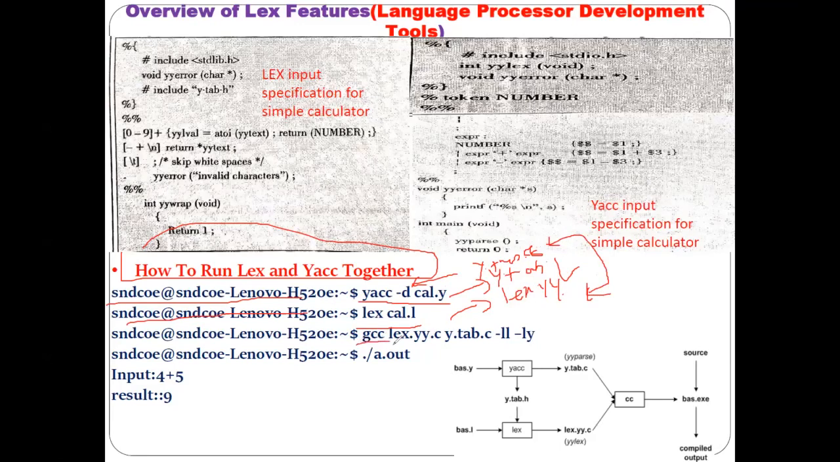So GCC lex.yy.c, y.tab.c, lex libraries, and Yacc library. And then when you compile these, you will generate one executable file that is nothing but your parser or the syntax analyzer, that is the a.out here. And then you have to execute this a.out. So the same scenario I have shown.